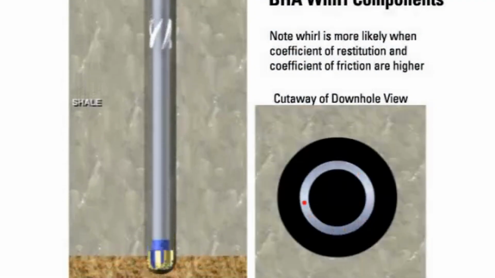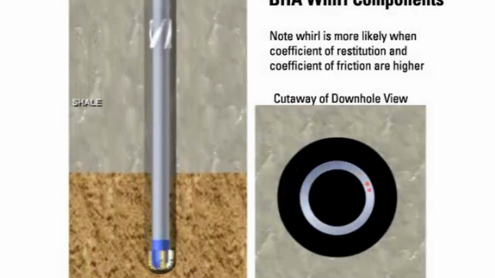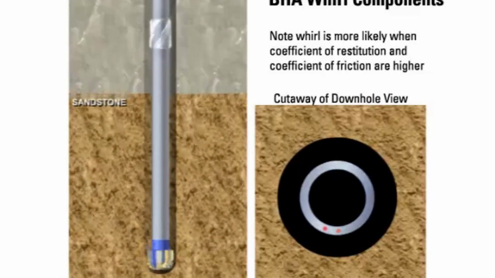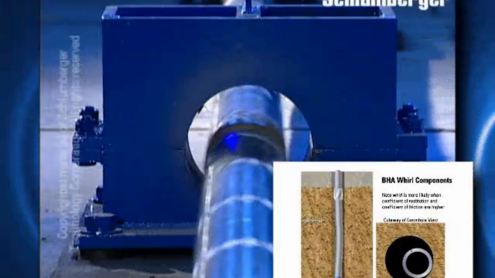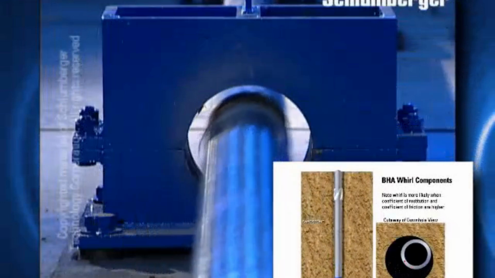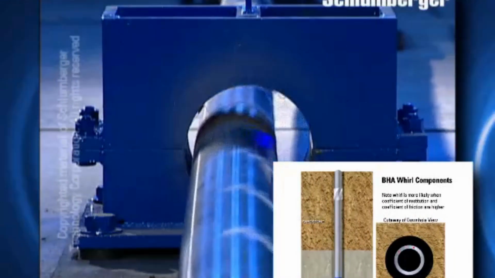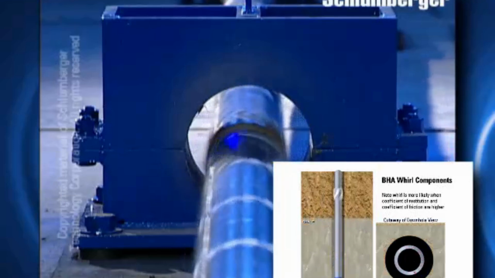BHA whirl is very complex and exists as a result of an understabilized drill string and forces acting upon the BHA, such as rotating close to a resonant RPM or an enlarged borehole. Whirl occurs most frequently, but is not limited to, near vertical wells. It occurs when there is enough sideways or lateral movement in the BHA for it to contact the wellbore wall.